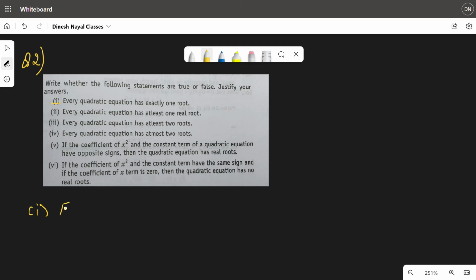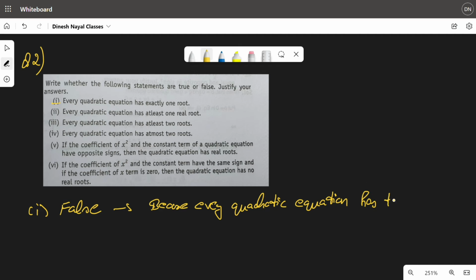So our first is actually false, since a quadratic equation has only two roots. So that's what we will write over here to justify our answer, because every quadratic equation has two and only two roots.